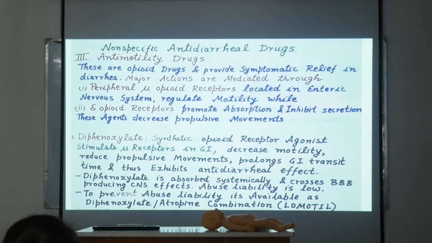Anti-motility, I said that in diarrhea peristalsis increases. In diarrhea peristalsis increases, so what will happen? Anti-motility drugs will reduce peristalsis. Drugs reducing peristalsis, how do they act? They act by opioid receptors, mu and delta opioid receptors. Opioid receptors, remember, they reduce peristalsis.